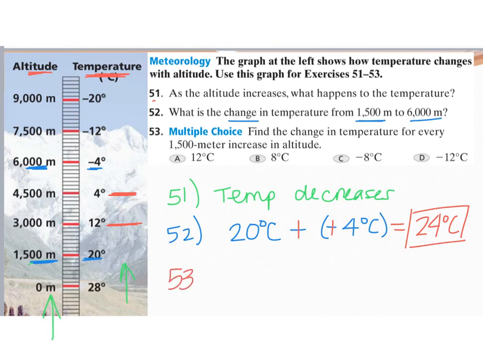So for 53, if I start out at 3,000, I'm at 12 degrees Celsius. And again, I'm looking for change, which means subtraction. So I have 12 degrees Celsius minus, at 4,500, we are at 4 degrees Celsius. And here I have 12 minus 4, or you could write this as 12 plus a negative 4. And when you do that, you really get 8 degrees Celsius. So you get an 8 degrees Celsius change, which is going to be answer B.